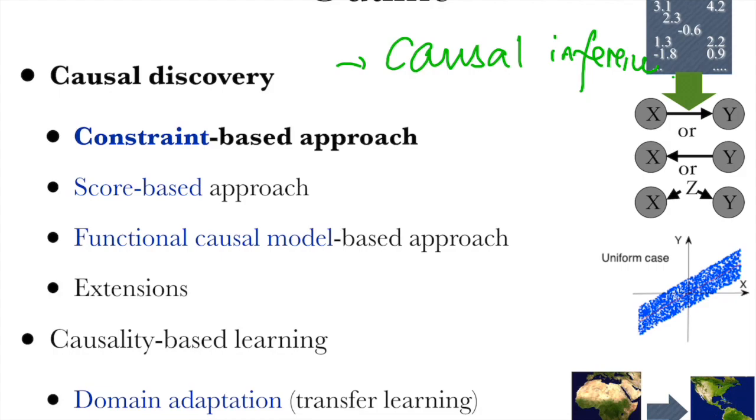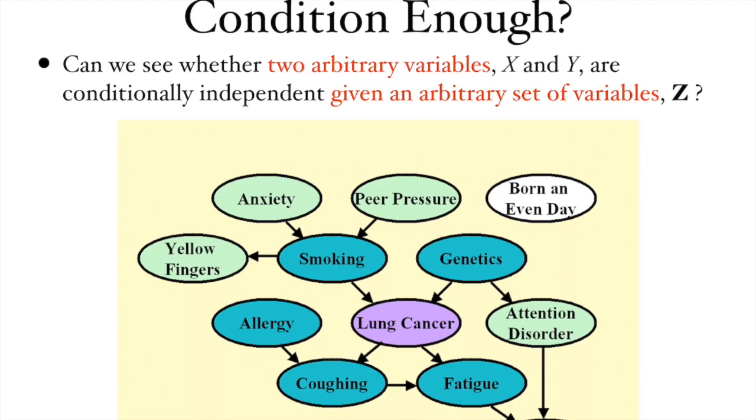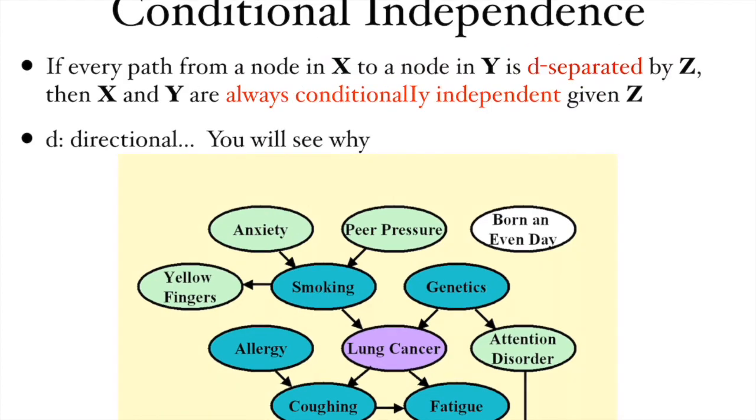And in some situations, we can fully identify the underlying causal structure. You will see why later. Okay, so you already talked about the Markov condition, right? So let me skip this part. Markov condition, local Markov condition not enough. Why? Because we want to see whether variables are conditionally independent given an arbitrary set of variables.